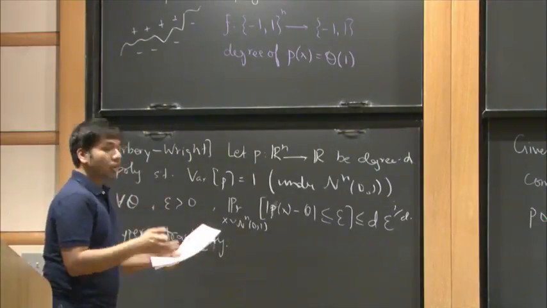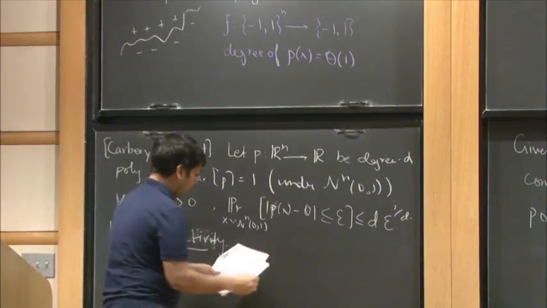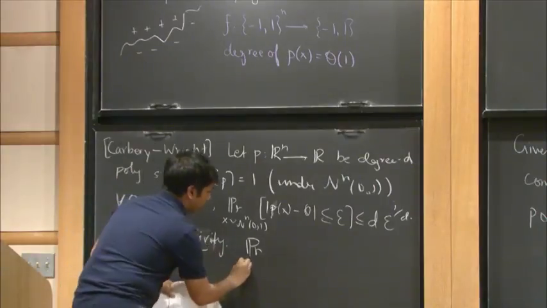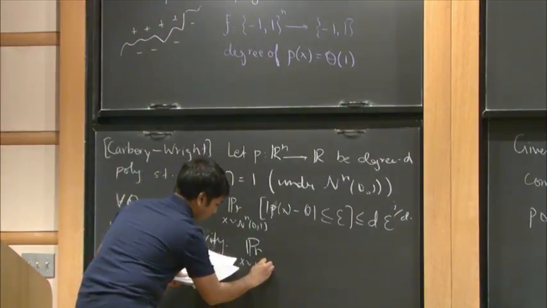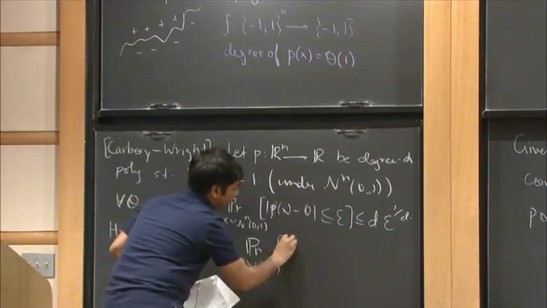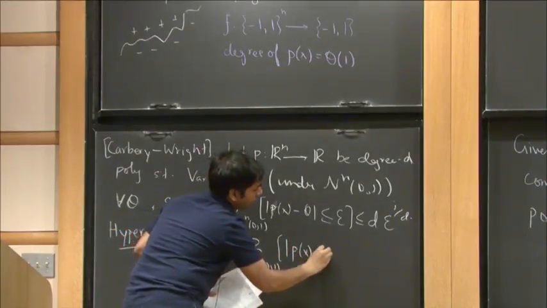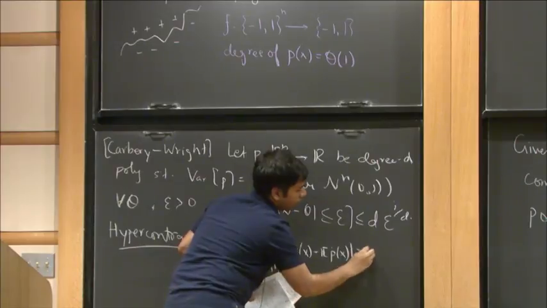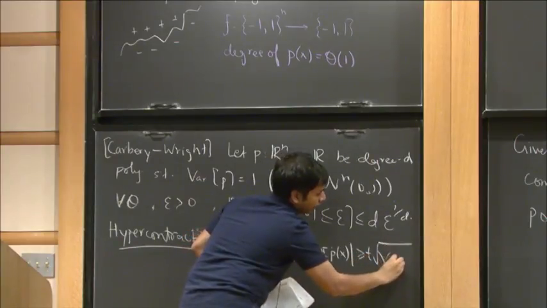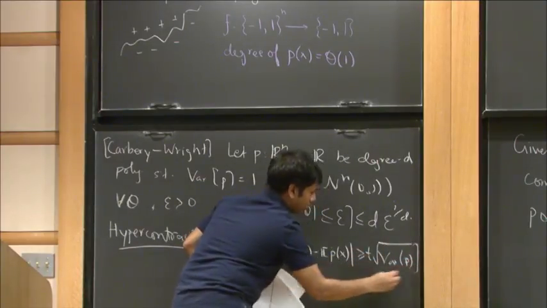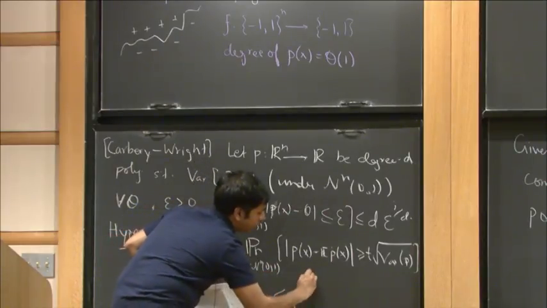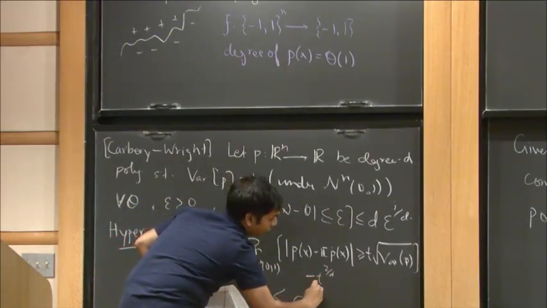But a consequence of hypercontractivity is the following: if you take a degree d polynomial, then the probability that it deviates from its expectation by t times its standard deviation is at most e to the minus t to the 2 over d.